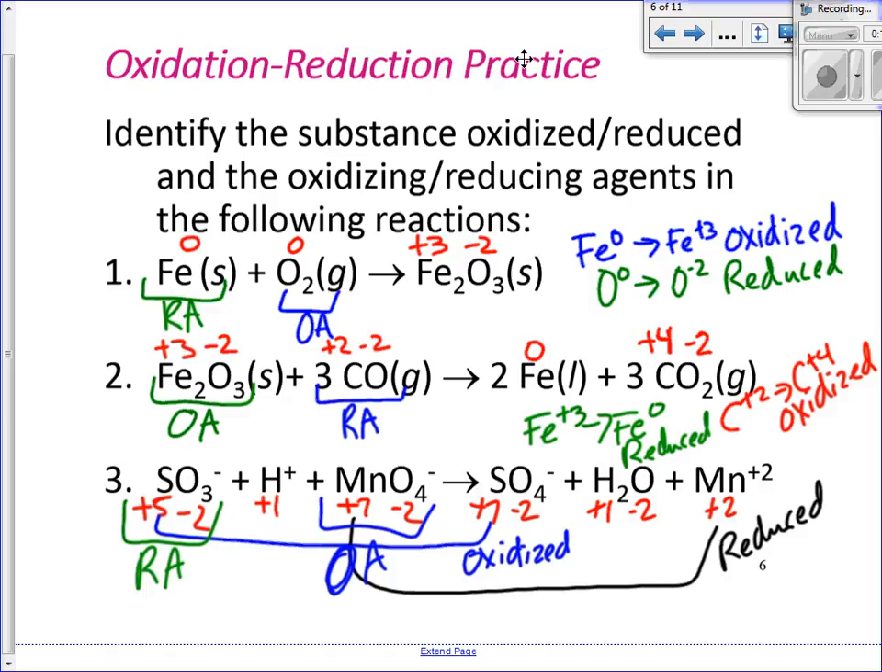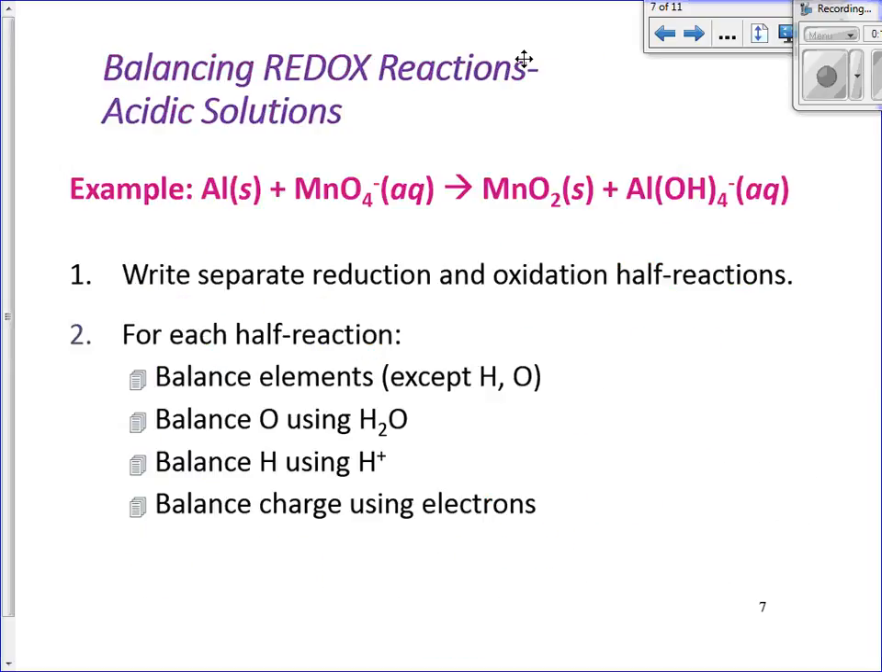Okay. Yes? Good? All right, starting to balance, right? We're on to balancing. Rules for balancing. Good times. We're going to write down the rules first, and then we're going to work through the example, and you're going to try a few on your own. So, now step 1 is write separate reduction and oxidation half reactions. Okay? You're going to write out the half reactions.